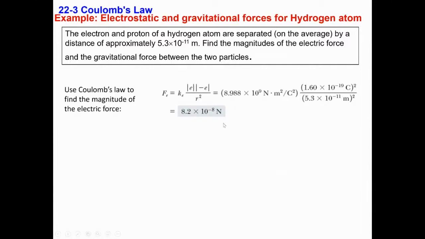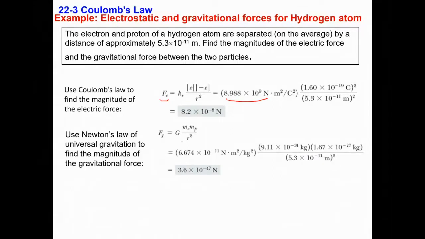Okay, so here this is the electrostatic force. The Coulomb constant is 9 × 10^9. The charge is 1.6 × 10^-19, squared, because the charge of the electron is minus 1.6 × 10^-19, and that of the proton is plus 1.6 × 10^-19, divided by the distance squared. And we find that the Coulomb force is 8.2 × 10^-8 newtons. Let's see what the gravitational force is.